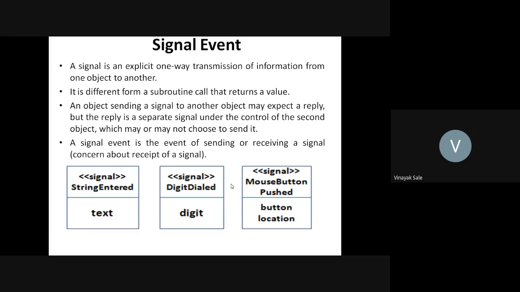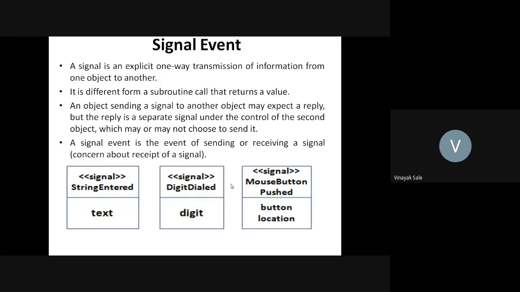The object sending a signal to another object may expect a reply, but the reply is a separate signal under the control of the second object, which may or may not choose to send it. The signal event is the event of sending or receiving a signal, concerned with the receipt of the signal.